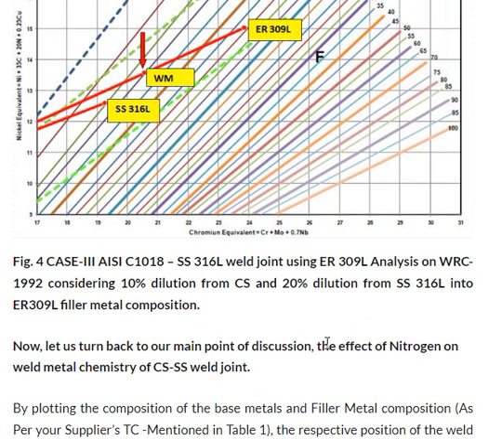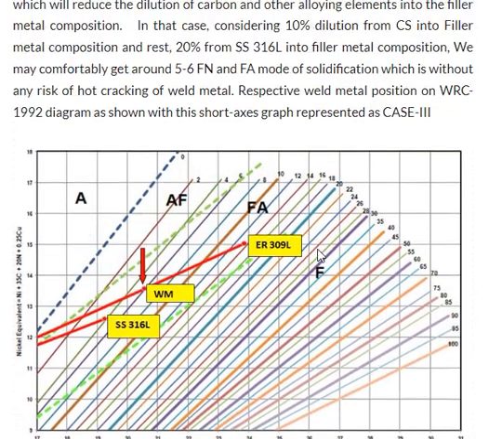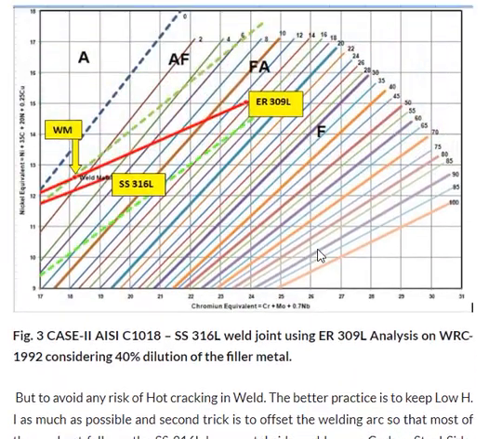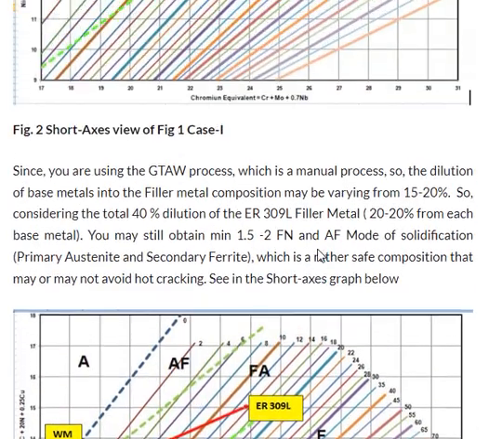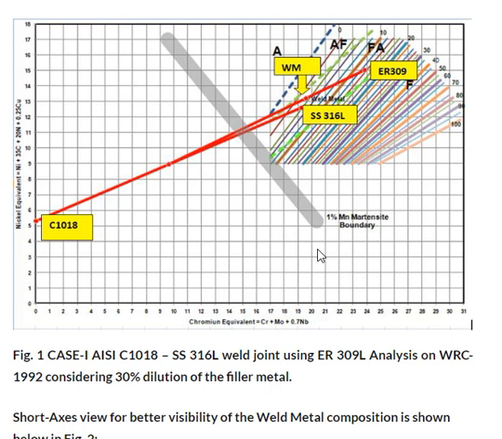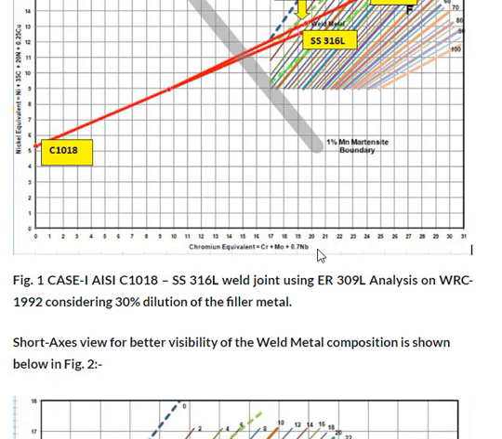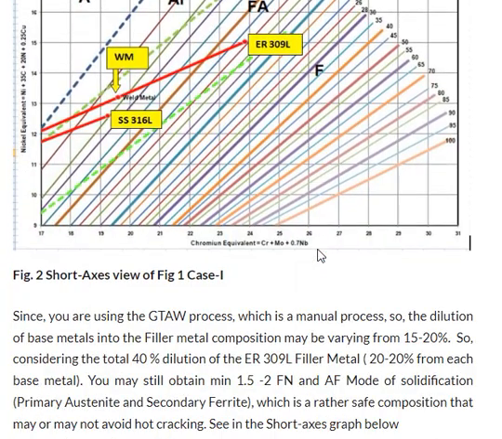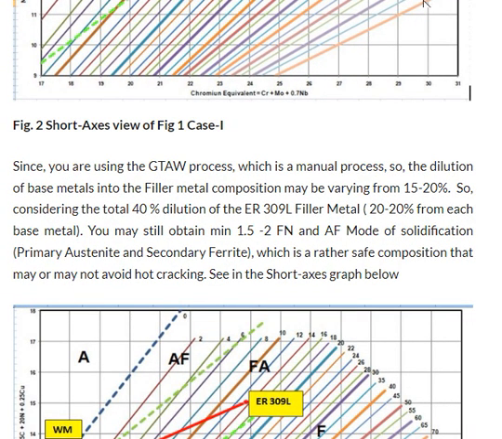Now let us turn back to our main point of discussion, because all three cases above, case 1, case 2, case 3, considered using a standard filler metal chemistry that is commercially available for ER309L for welding two dissimilar metals, carbon steel and stainless steel.